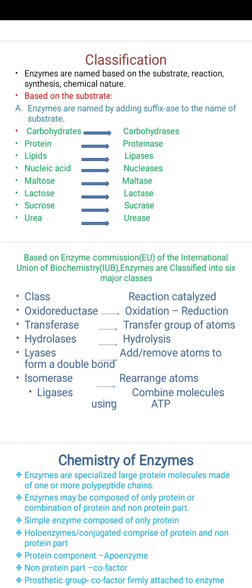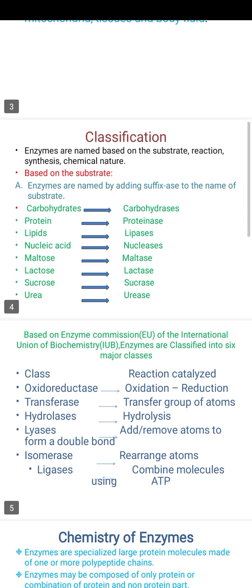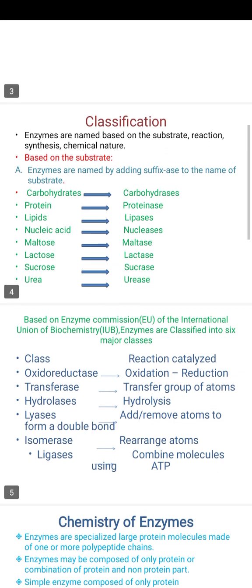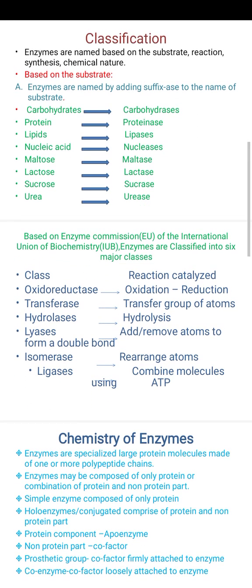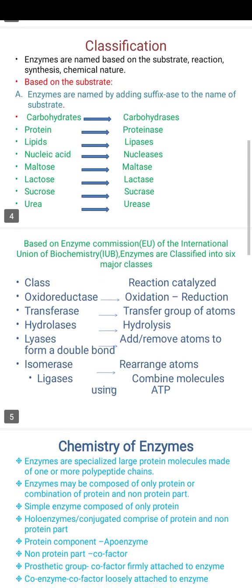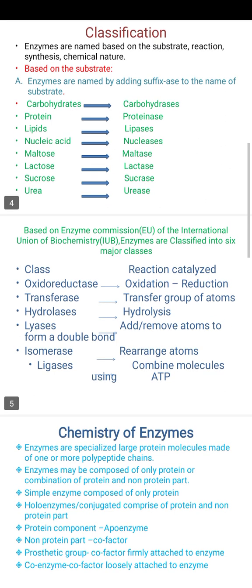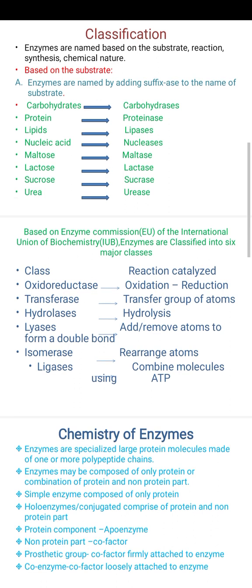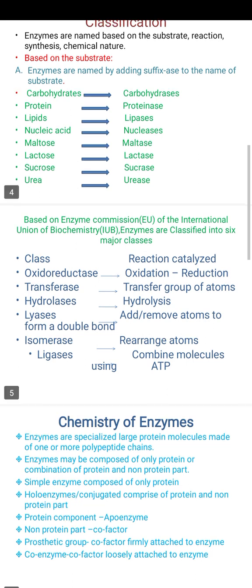For example, carbohydrate: when it is the substrate, then the enzyme name is carbohydrase. Protein is the substrate, then the enzyme is proteinase. Means, depending on the name of the substrate, the name of the enzyme is formed by adding ASE. Same as lipid, lipase; nucleic acid, nuclease; maltose, maltase; lactose, lactase; sucrose, sucrase; urea, urease. These are the enzymes which are based on the substrate.